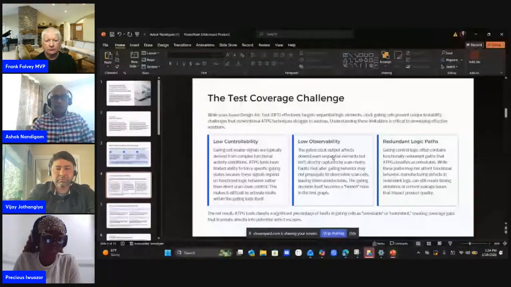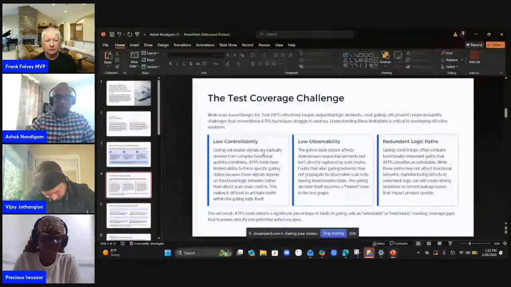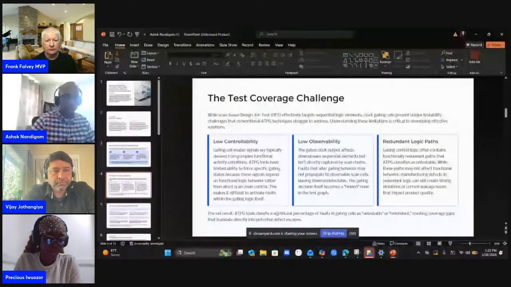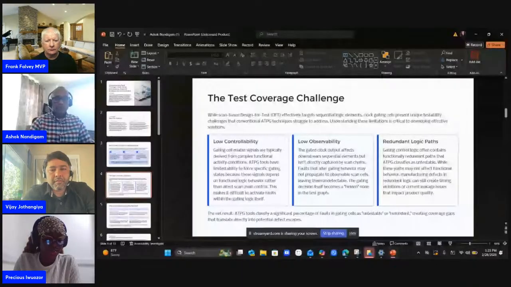This slide talks about the challenges we have because of the clock gating enable not being controlled externally; it is controlled by the logic itself. Because of that, the tools are not able to detect the patterns, to detect the faults on the clock gating cells, because it is a self-gating cell.